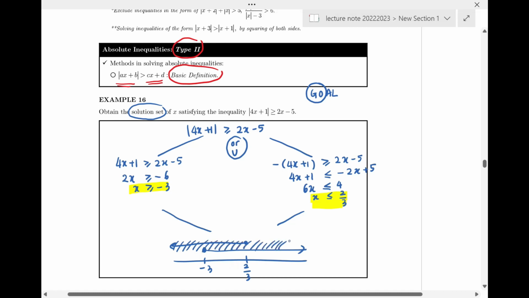So we can see it is actually from negative infinity up to infinity. But since the question asks for the solution set, the answer should be in this form: the curly bracket x, where x is all real numbers. And then we are done. In interval form, we can write it as from negative infinity up till infinity. Okay, so now we are done with example 16.